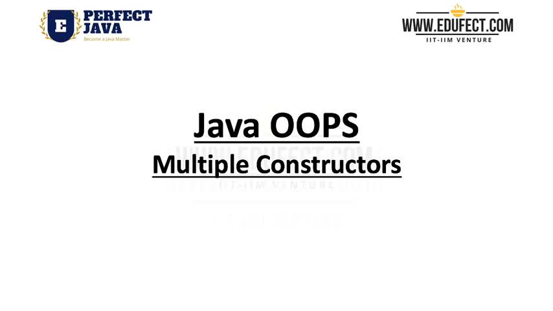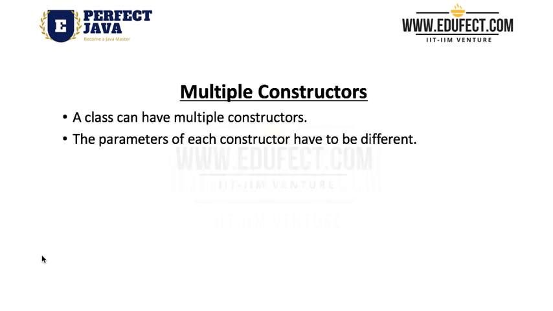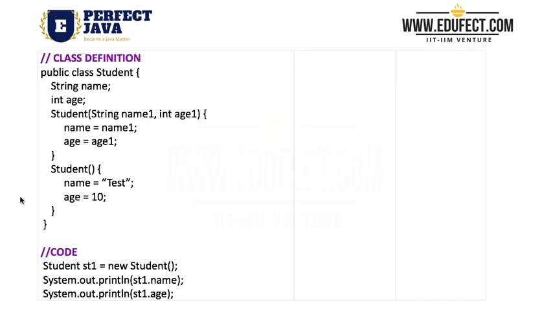We will now learn how to define multiple constructors in a class. A class can have multiple constructors, and the parameters of each constructor have to be different so that we can identify which one we are calling. So, let us look at an example.